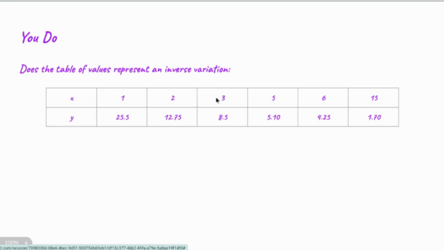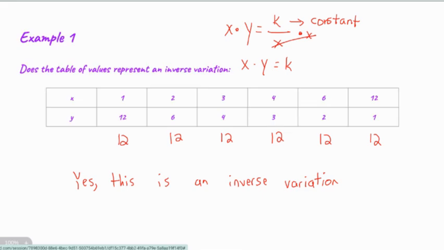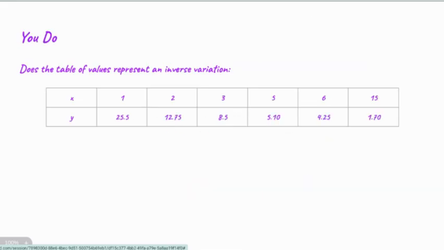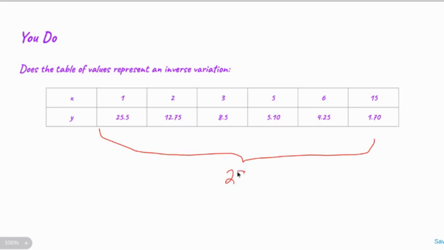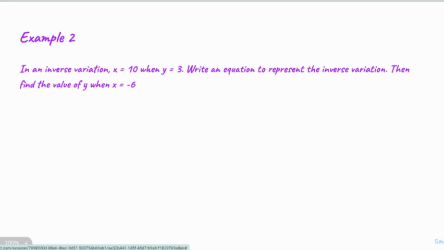All right, this example is a good one to look at because it's not quite obvious right off the bat just by looking at it. In the previous example, we could see pretty quickly that all these multiply to give me 12. Well, it actually so happens to be the case for this one, yes. All these pairs will give you 25.5, so yes, this is an inverse variation. All right, so let's look at the next example.